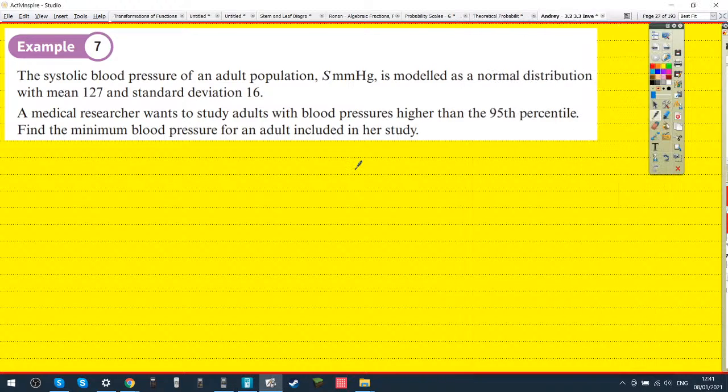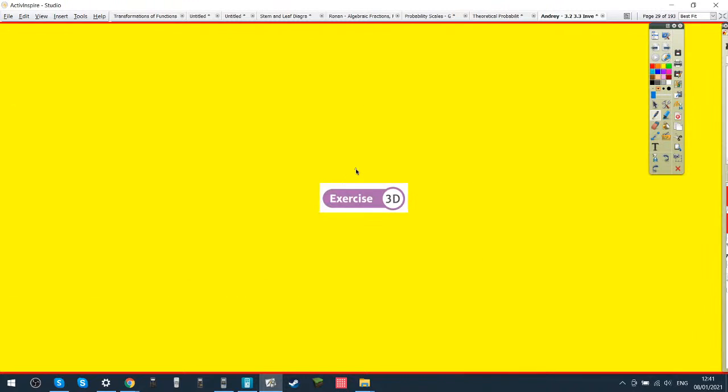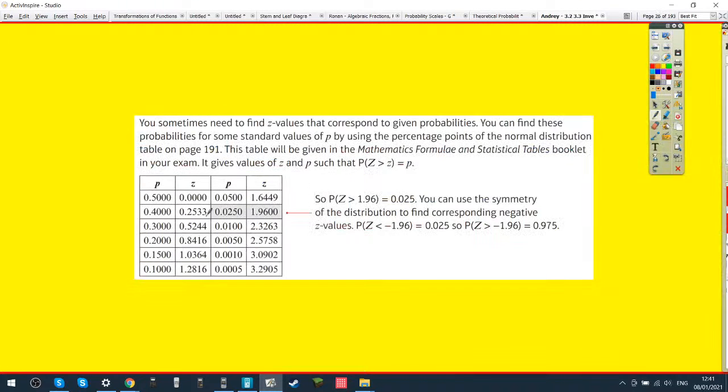Looking up, let me just show you. Do I have one? They have these tables that you have to look up and stuff. And that's just a little part of the table.